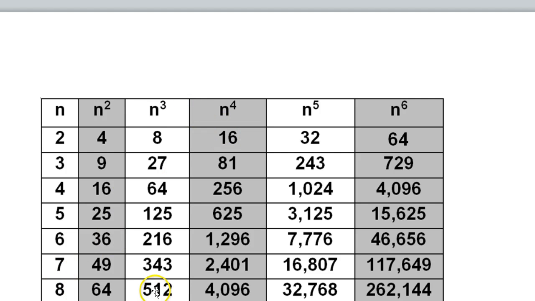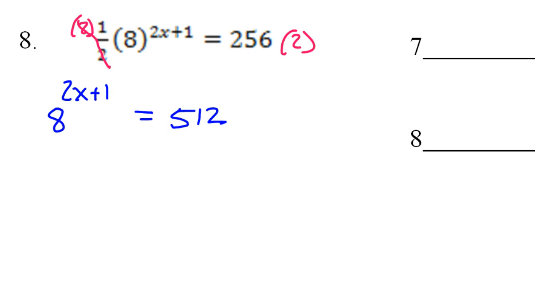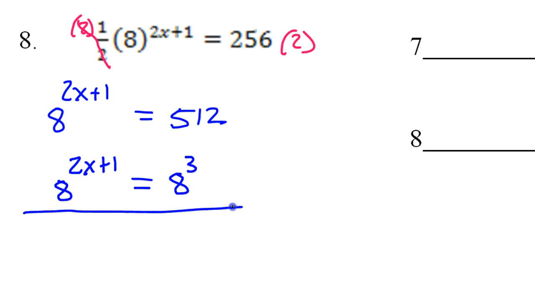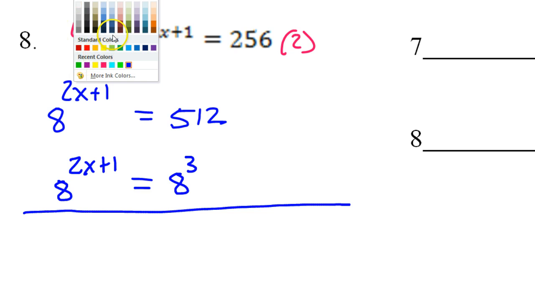So there's 512. So 8 to the 3rd power is 512. So let's go with that. So 512 can be written as 8 to the 3rd power. And then over here we have 8 to the 2x plus 1 power. Time for the logic. What happened to the 8, Mr. Burton? What happened?